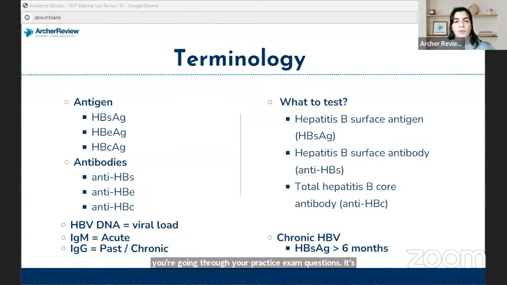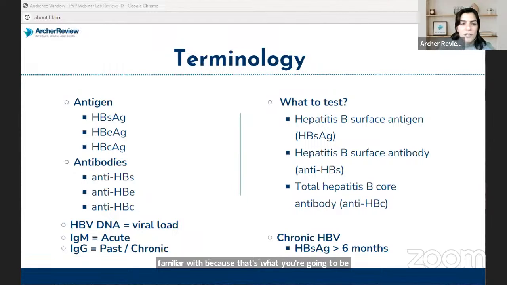So antigen, remember the antigen is from the viral protein. So the antigen is gonna be sitting on the outside of that virus. And then your antibody is your body's way of defending itself against that antigen. So it's what your body produces to help identify and fight that antigen. So antigen and antibody, know the difference between them. Different types of antigens in Hep B versus different types of antibodies in Hep B that you want to get familiar with, because that's what you're going to be ordering and evaluating once you get the lab results back.